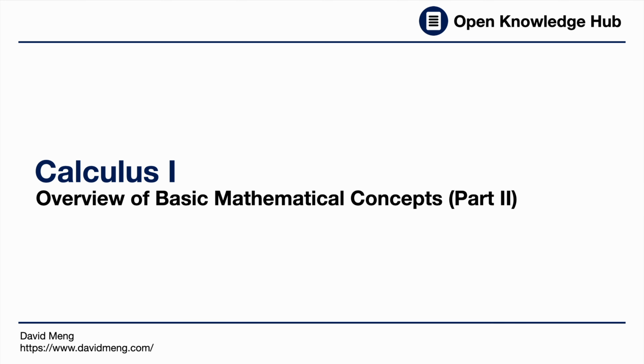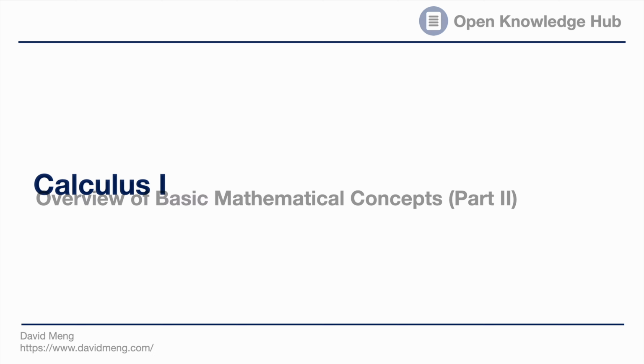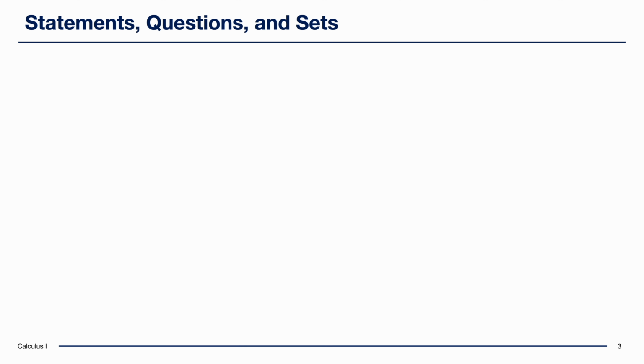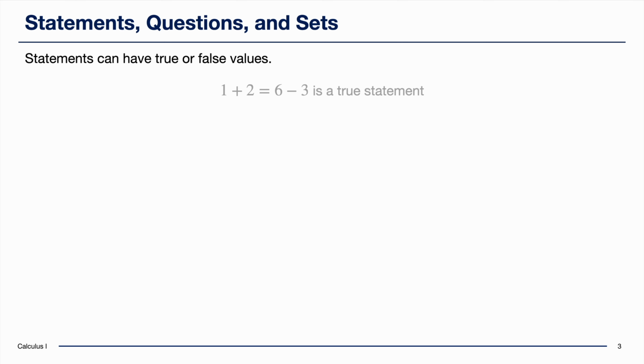Welcome to Calculus 1. In this lecture, we will be going over part 2 of an overview of basic mathematical concepts. Let's begin with statements, questions, and sets. Statements can have true or false values. For example, 1 plus 2 is equal to 6 minus 3 is a true statement, whereas 3 is greater than 5 is a false statement.